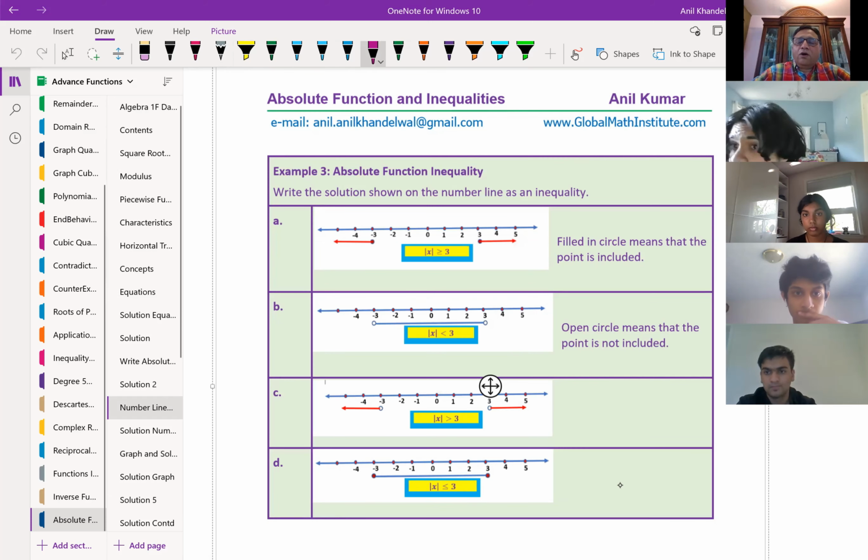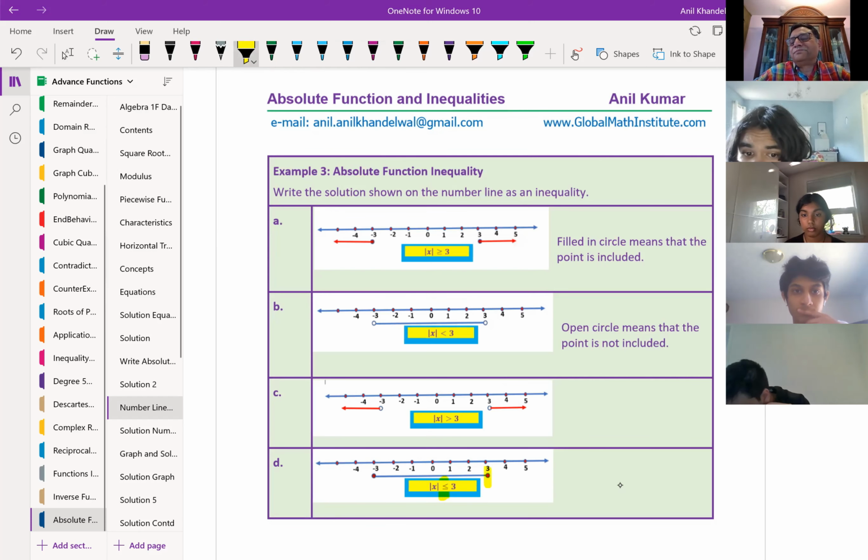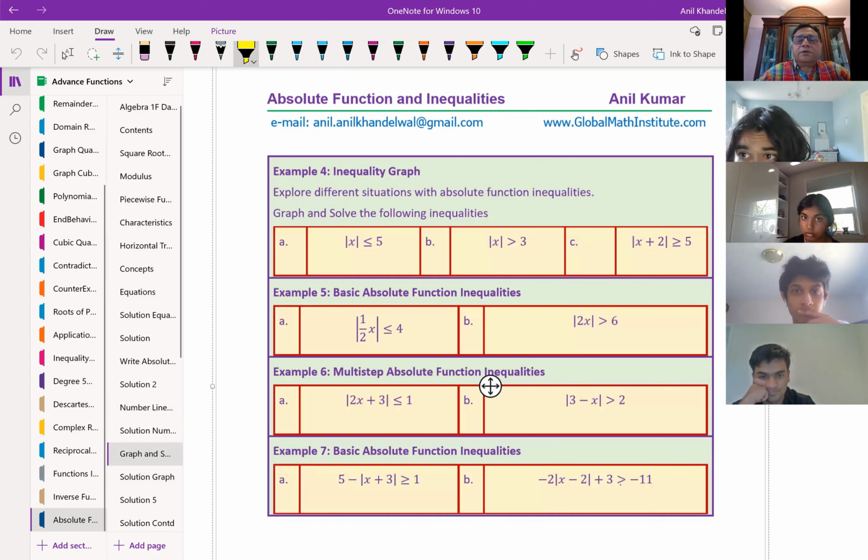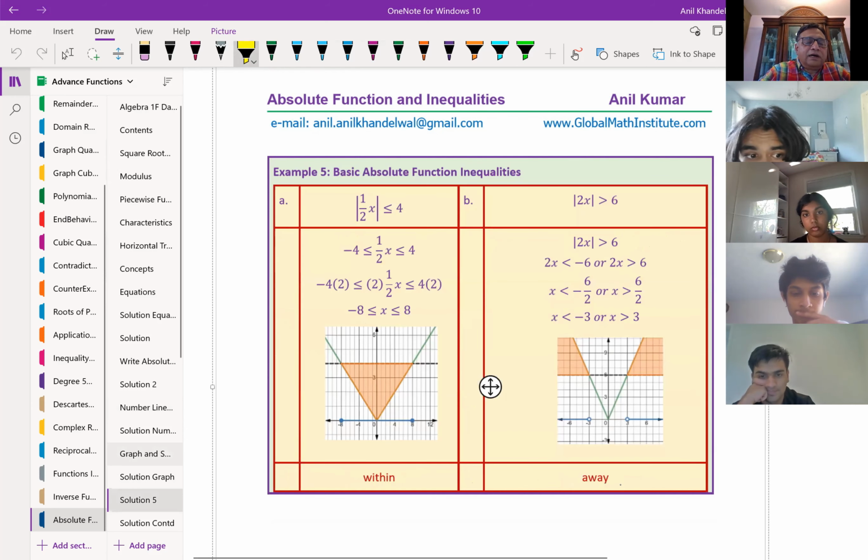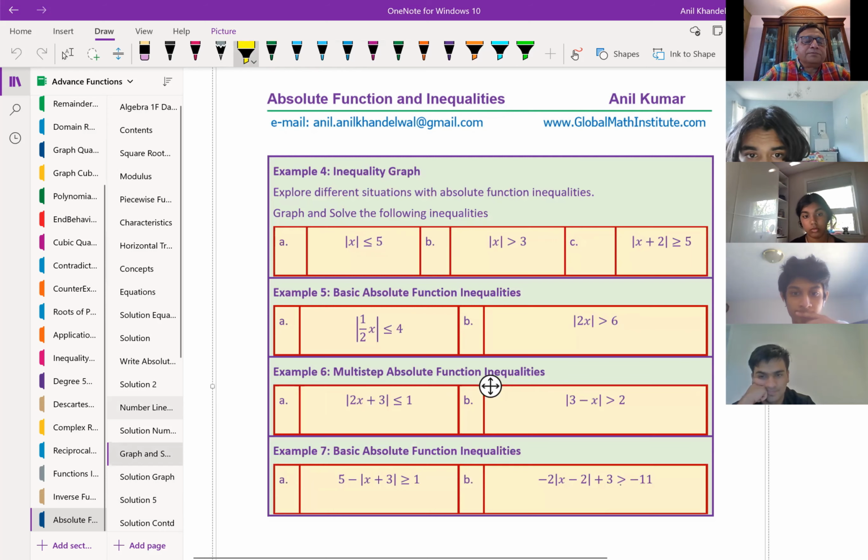Correct? So always take care whether, if I have equal to combined with the inequality, then you have to fill in the circle as it has been done. If it is not there, open circle. It is not included. Is that clear? Very good.